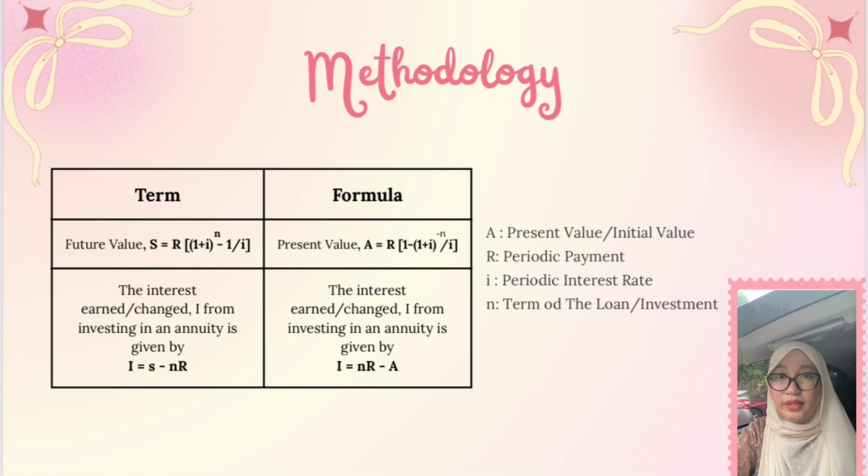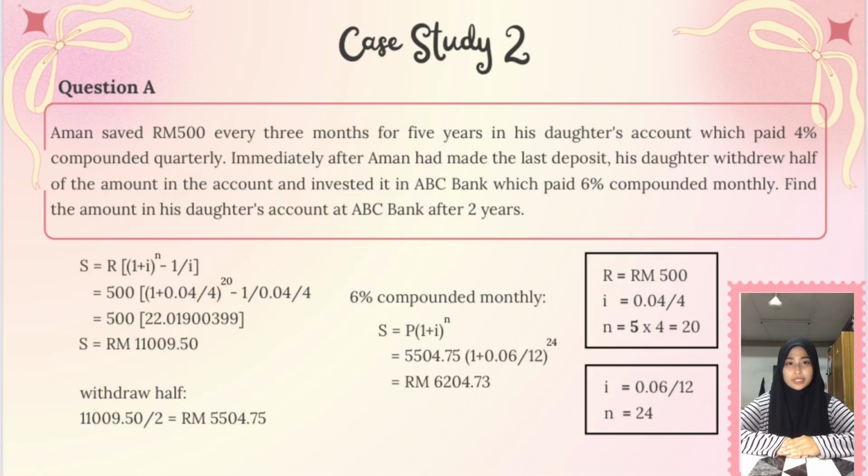Which paid 6% compounded monthly. Find the amount in his daughter's account at ABC Bank after 2 years. Okay, for Ahmad's question, we want to find the total amount he will have after saving regularly for 5 years. Ahmad deposits 500 ringgit every quarter, which means 4 times a year. The interest rate is 4% per year, and because it is compounded quarterly, we divide it by 4. Next, we find the number of compounding periods. 5 years multiplied by 4 quarters per year gives us 20 compounding periods.